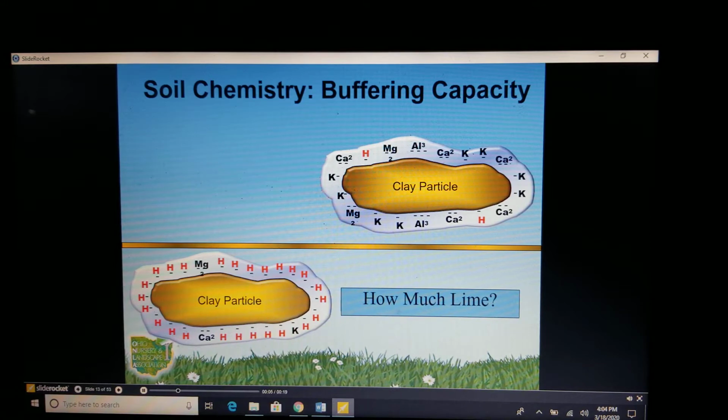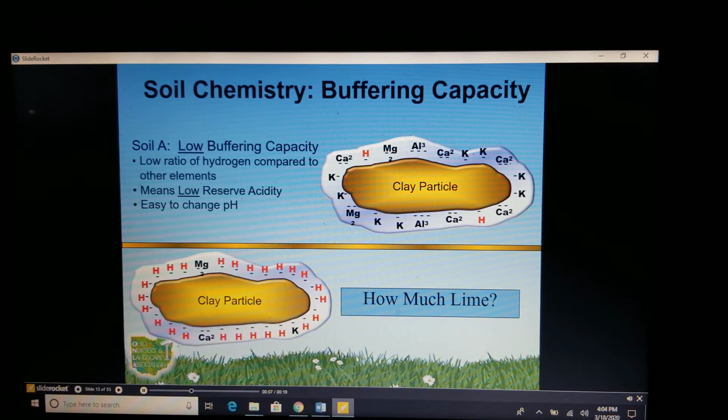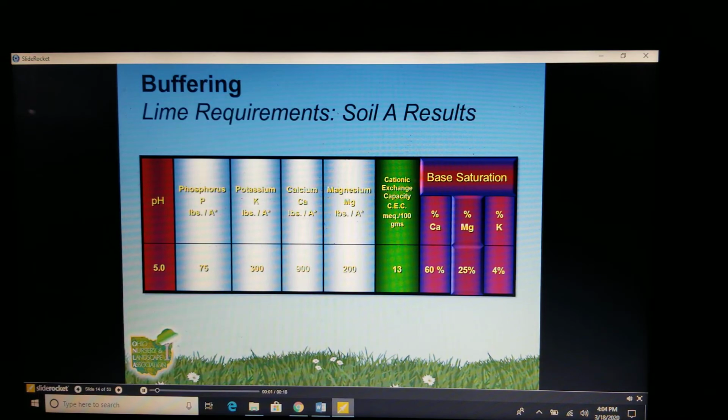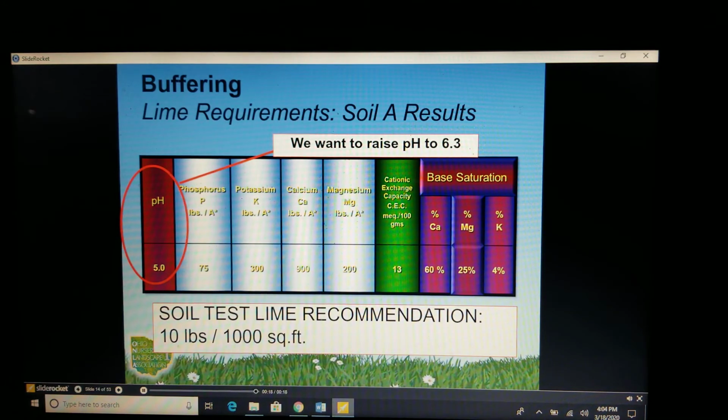Soil A would require less lime since it has few hydrogen ions held in reserve, compared to soil B, which has a large number of hydrogen ions held in reserve. Soil B has a high buffering capacity. So, what does buffering mean to you? Let's examine a case study of two soils and their lime requirements. Soil A has a pH of 5.0, and we want to raise the pH to 6.3. To do this, the Soil Test Lab recommends we add 10 pounds of lime per 1,000 square feet.